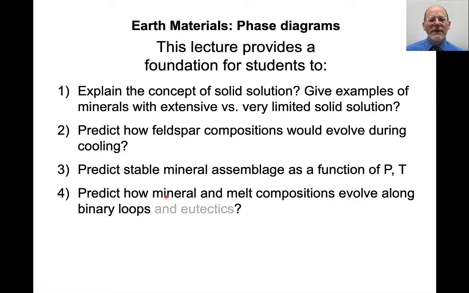And so at the end of this, I hope students will be able to explain the concept of solid solution and give some examples of minerals that might have a lot of solid solution versus very limited solid solution. Look at a simple phase diagram for alkali feldspars to explain how their compositions might evolve during cooling, to talk about mineral stability fields as a function of pressure and temperature, and then to say something about how mineral and melt compositions evolve for igneous systems.